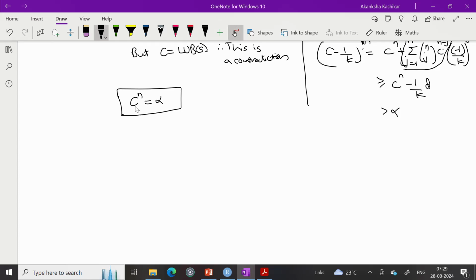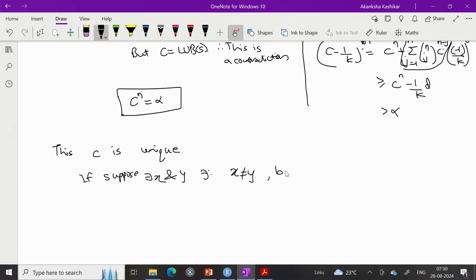Hence, c^n cannot be greater than alpha. We have already proved that c^n cannot be less than alpha, and now we are saying c^n cannot be greater than alpha. Hence, by trichotomy, the only thing that remains is c^n must be equal to alpha. Hence, we have proved existence of nth root via Archimedean property and of course LUB property.